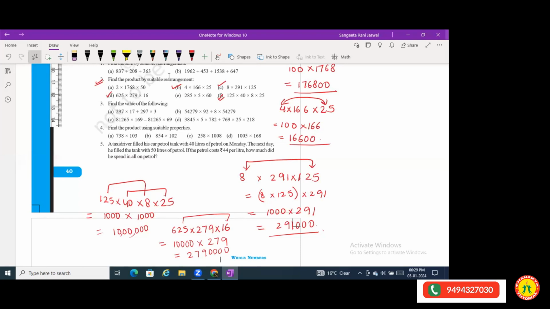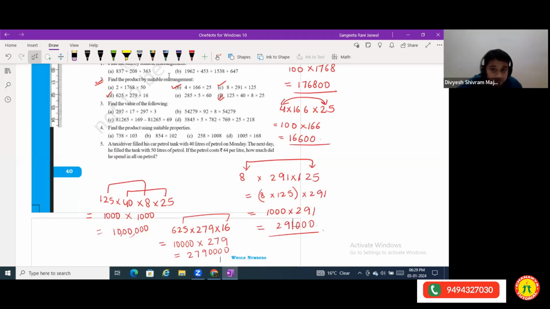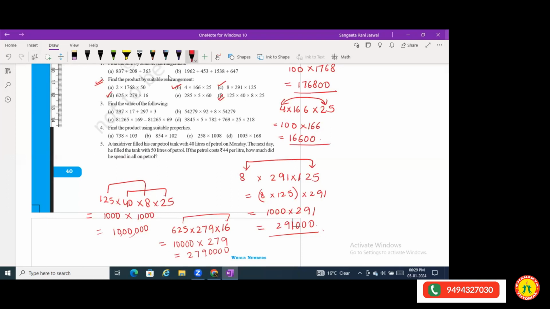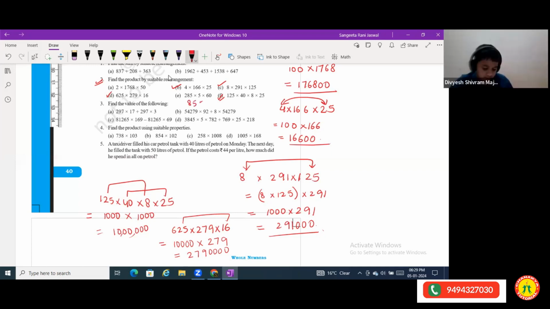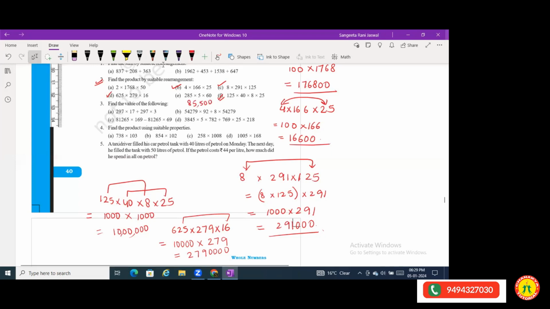What did you do here? First, which two numbers did we multiply? Ma'am, I multiplied 5 and 60, which gave us 300. Very good. And 285 into 3 is 855. So I add 2 zeros. Good. Nice. Okay, so I hope you all have understood how to choose numbers, which two numbers, how to make proper arrangement of numbers in this. Yes, ma'am.